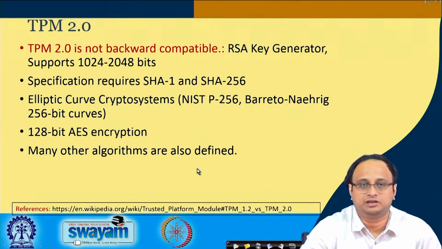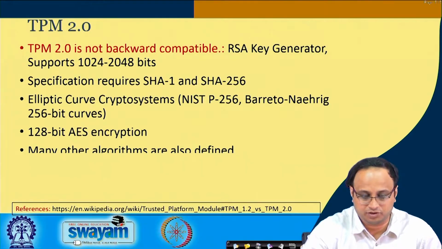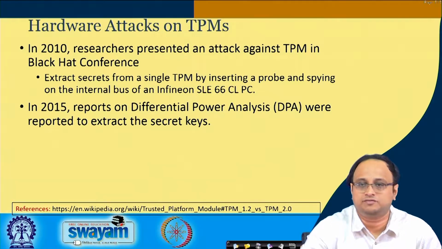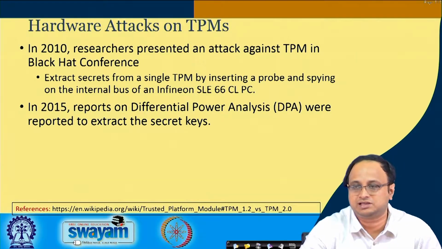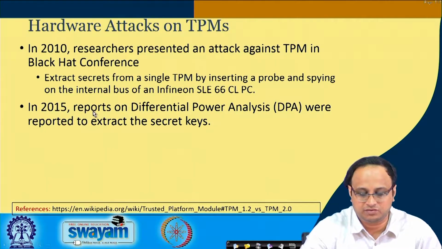But the point I want to make here is that, in spite of this, there have been reports of several hardware attacks on TPMs. I have listed two of the very important ones. One was in 2010, where researchers at Black Hat showed how to extract secrets from a TPM by inserting a probe and spying on the internal bus of an Infineon chip which has a TPM. So they probed the bus and found the secrets. If secrets like the EK and SRK are revealed, then the entire trust collapses. Likewise, in 2015, there was a power attack.